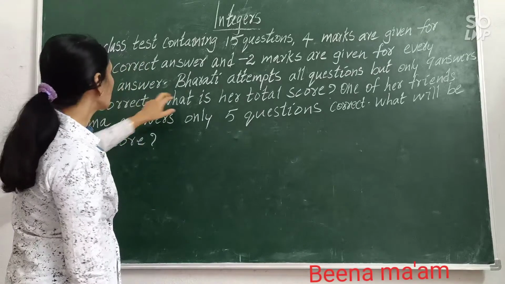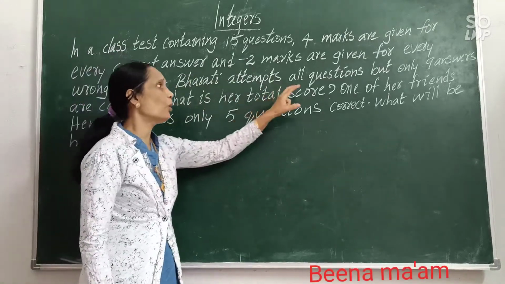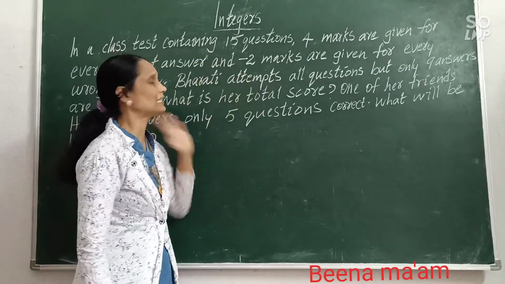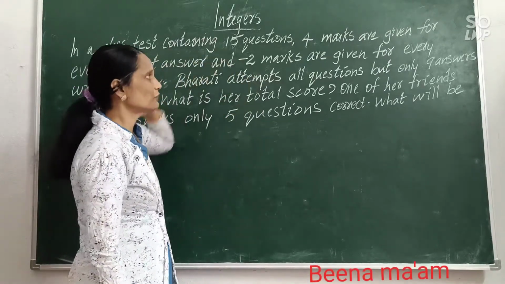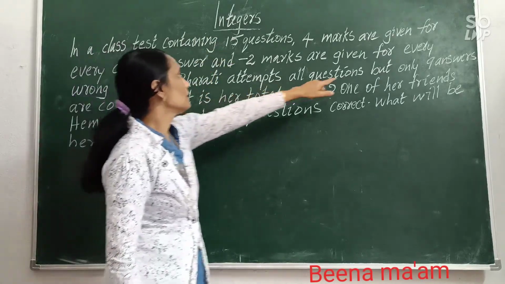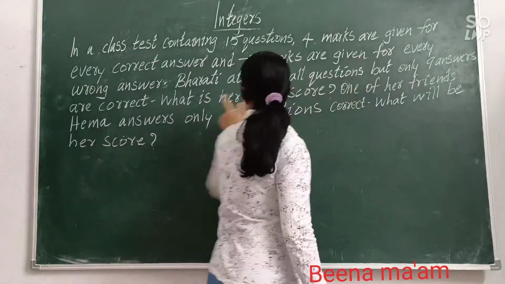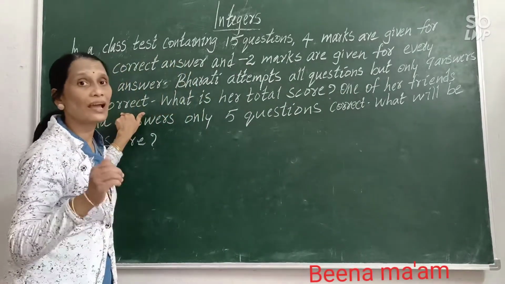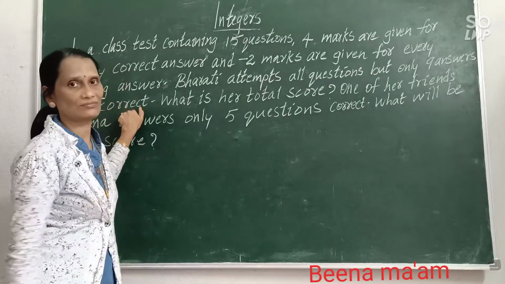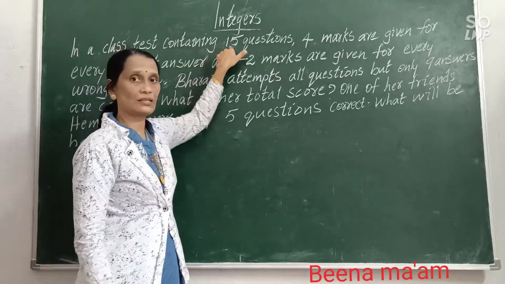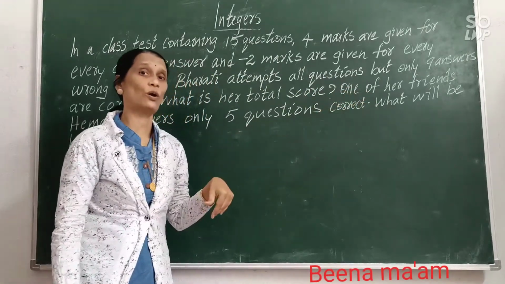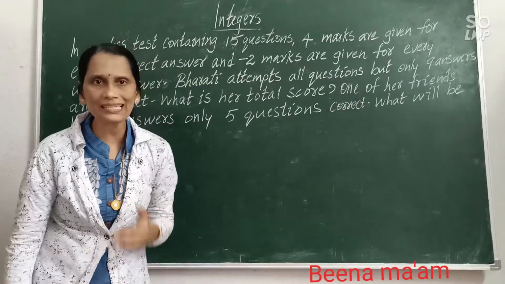Now here the question. Bharati attempts all questions. That means total 15 questions she has attempted. Total number of questions is 15 only. So out of 15 questions, she got 9 answers correct. Okay, only 9 questions are correct for her. That means how many questions are wrong? Total 15 questions are there. Out of 15 questions, 9 questions are correct. That means how many questions are wrong? 15 minus 9, that means 6.